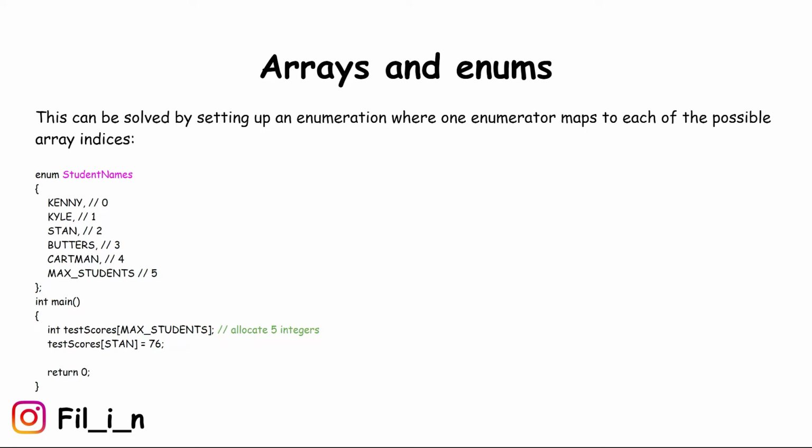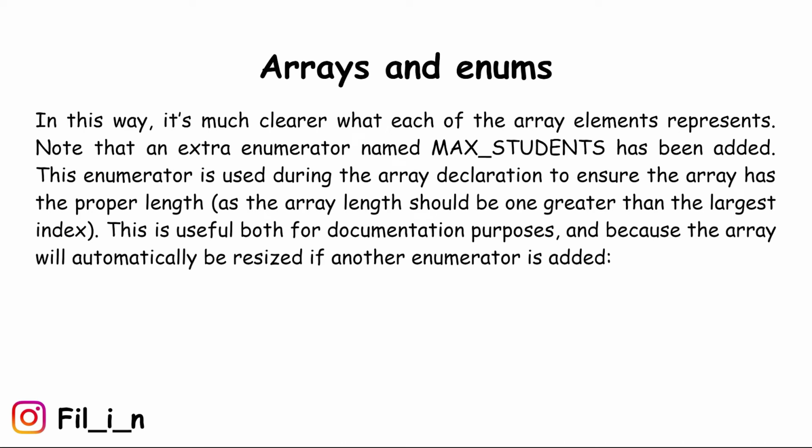enum StudentNames { kenny, // 0 kyle, // 1 stan, // 2 butters, // 3 cartman, // 4 maxStudents // 5 }; int main() { int testScores[maxStudents]; // allocate 5 integers testScores[stan] = 76; return 0; } In this way, it's much clearer what each of the array elements represents.